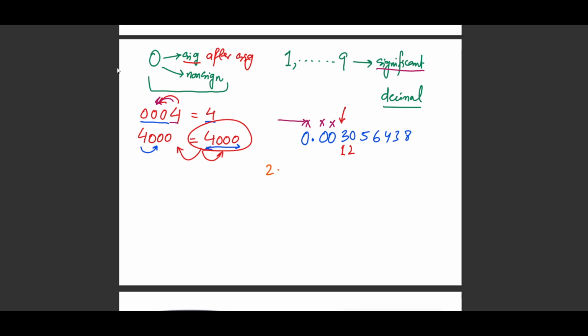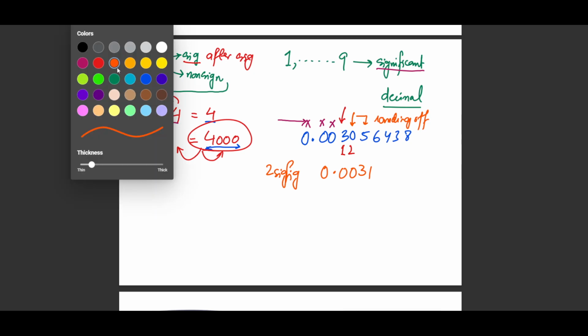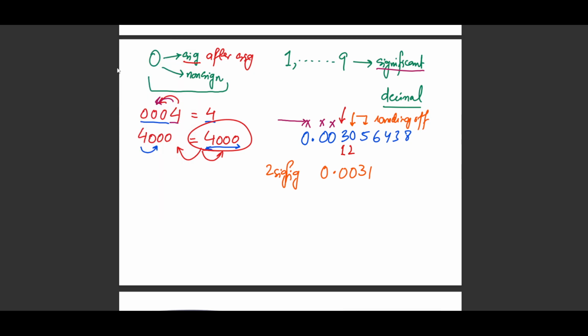So if I had to write this number down to 2 significant numbers, I would have written down 0.0031. Why 31? Why not 30? Because when I reach my final significant figure, I must consider the rounding off issue. So I have to round off in all circumstances, and I do that to make this number 0.0031.